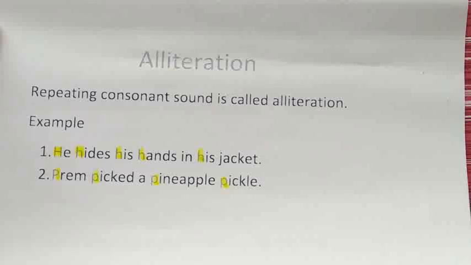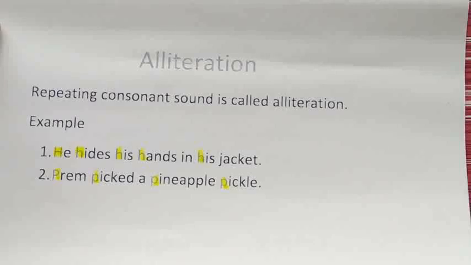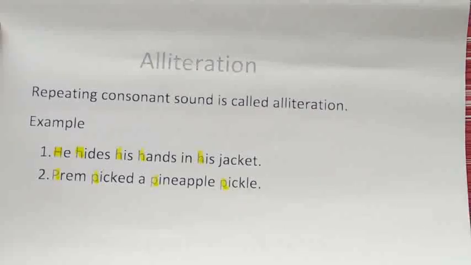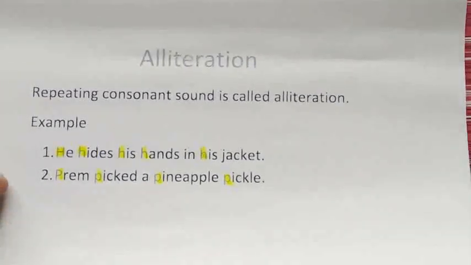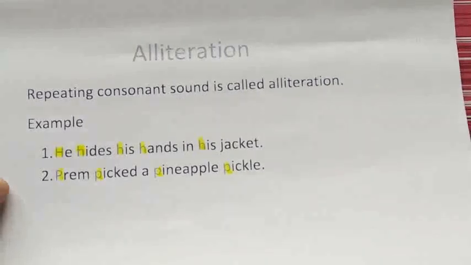H is the consonant. A, B, C, D, E, F, G, H, I, J, K, L, M, N, O, P, Q, R, S, T, W, X, Y, Z. These are all the consonants. So: he hides his hands in his jacket. There I underlined he, which is repeating again and again. That is called alliteration. In a second example, we can see: the plane picked a pineapple pickle. It means P is the repeating sound. That is called alliteration.